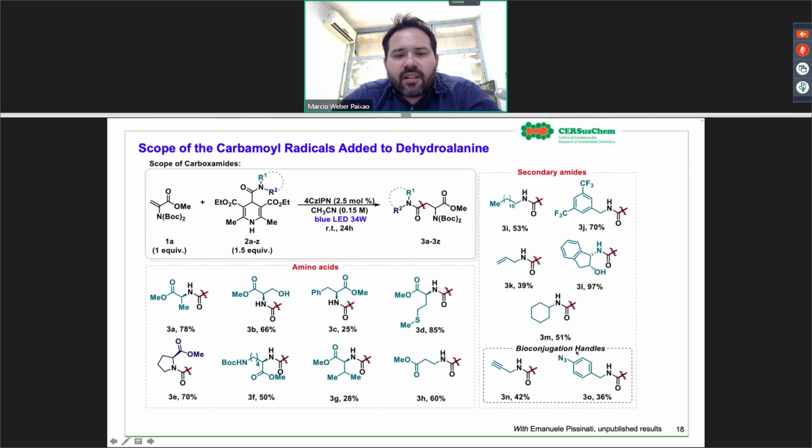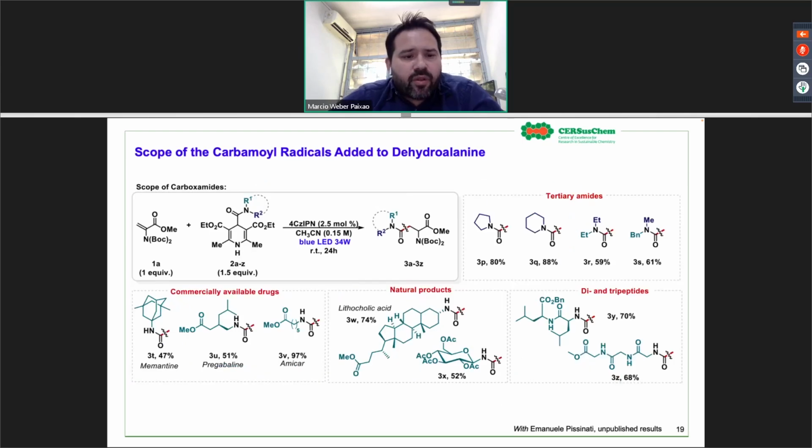Another example that I would like to highlight is the possibility to introduce bioconjugation handles, this propargyl group and also this azide, which can be further used for click chemistry, for example, and then you can think of the application of these systems in conjugation reactions. So we are also able to conjugate commercially available drugs, natural products, and tripeptides. So you can build up peptides containing non-natural residues using this chemistry.